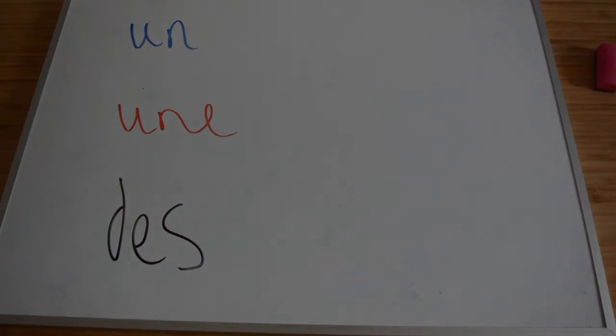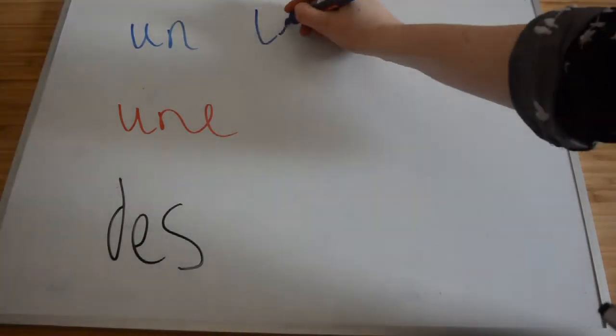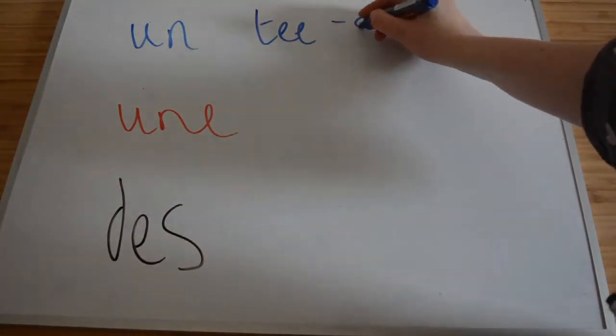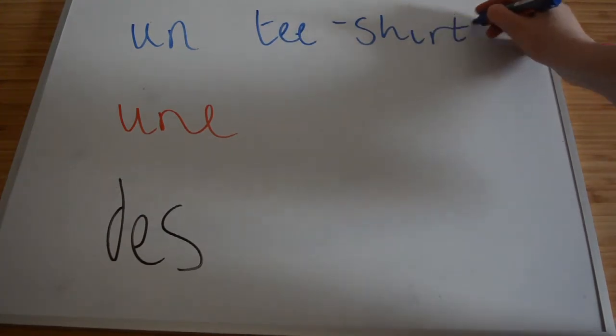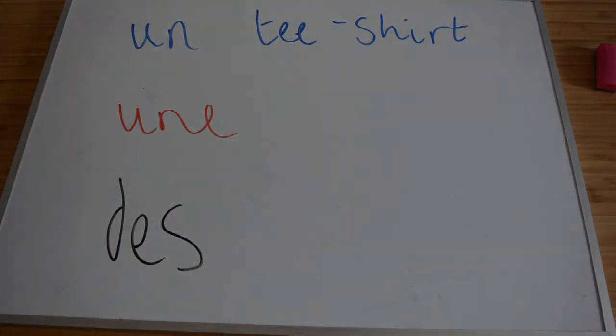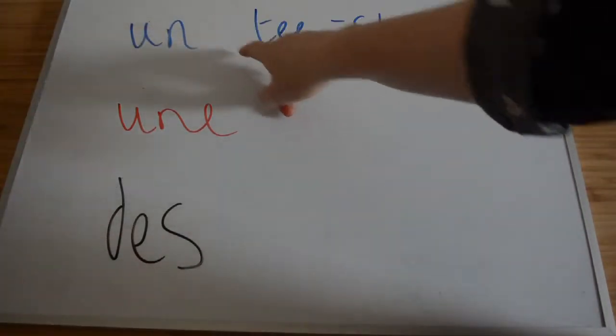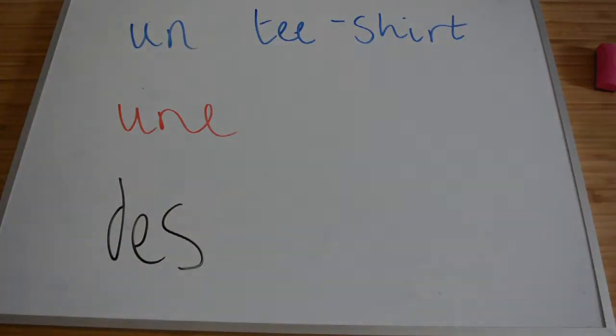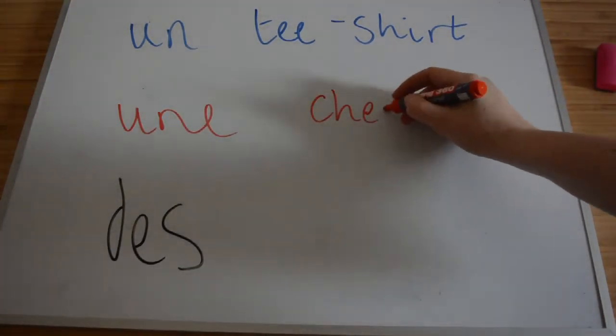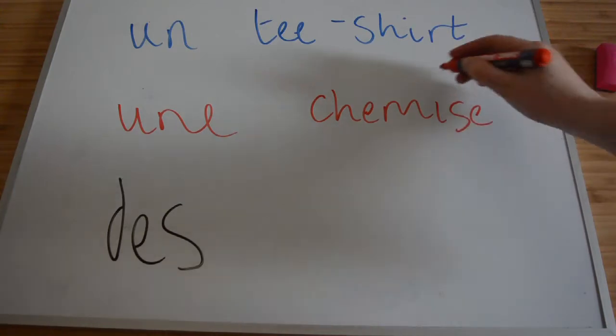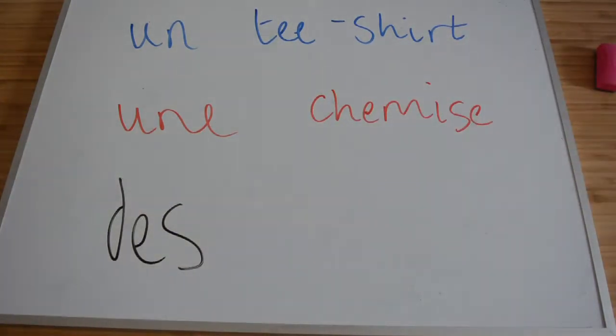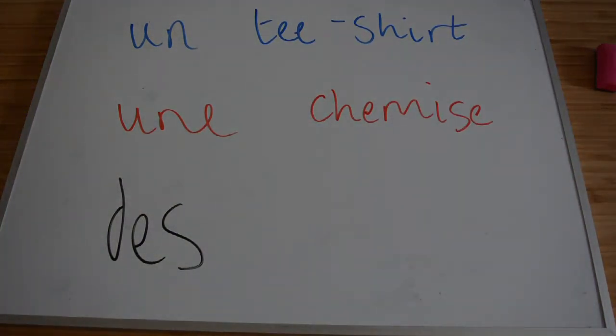For example, if I take un, a word that is masculine in French to do with clothing is un t-shirt. Un t-shirt. Now I'm sure you can all guess what that means. A t-shirt. A, the un, and t-shirt. Okay, a t-shirt. Whereas the word chemise, which means shirt or blouse, is feminine. So it has to be une chemise, a shirt or a blouse.